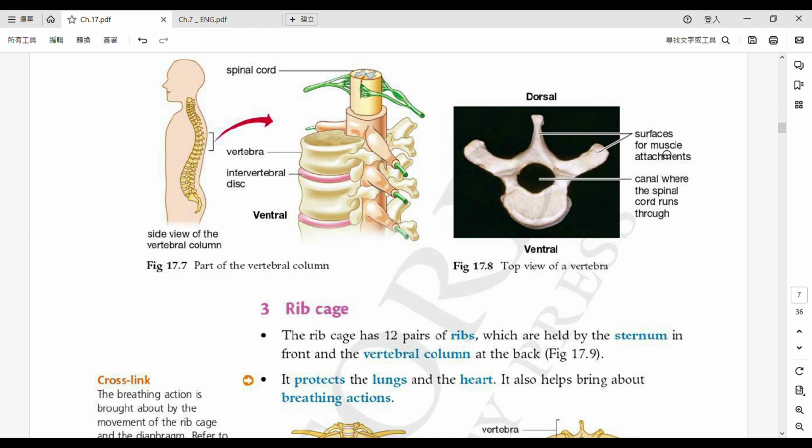One more thing. The muscles are going to attach to different parts of this bone, different parts of the vertebral column. And as you can see, there is a space here in the middle. This one is for the spinal cord to run through, that means for it to pass through.